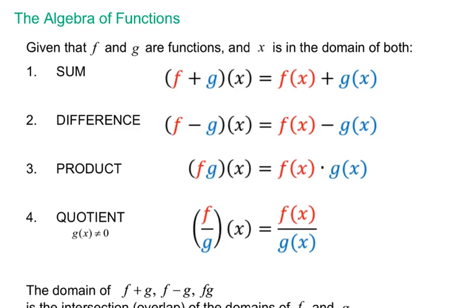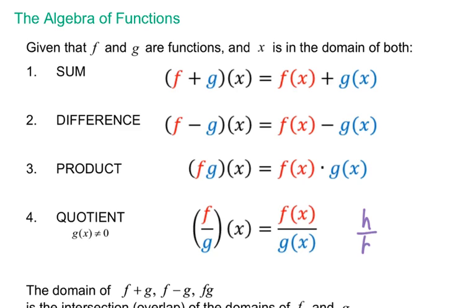And then for our quotient rule, f divided by g of x means f of x divided by g of x. And we have this little addendum here that g of x is not allowed to equal 0. Well, that's because g is in the denominator, and the denominator is never allowed to equal 0 because we cannot divide by 0.